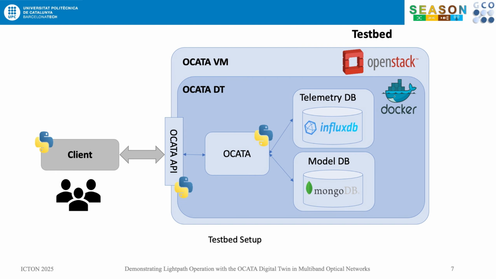The virtual testbed for this demonstration was implemented at UPC Barcelona premises. The client has an API with Ocata, which acts as the SDN controller and sends a request to Ocata. The telemetry database, which contains time series data, uses InfluxDB. The model database, which contains the pre-trained models, uses MongoDB. Ocata is originally implemented in Python and it is containerized using Docker.